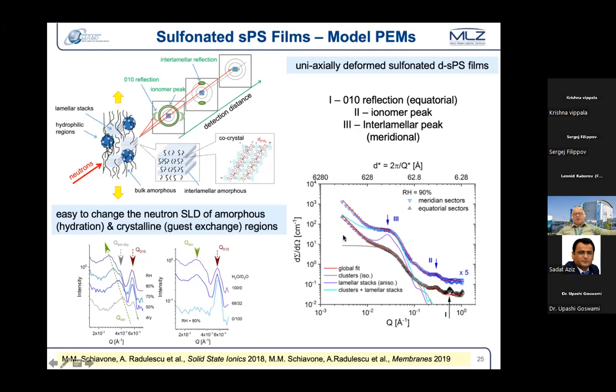And we can model, using structural models, the scattering patterns over the equatorial or meridional or any other angular sector of this complex two-dimensional scattering pattern, and obtain information about sizes, about densities, and so on.